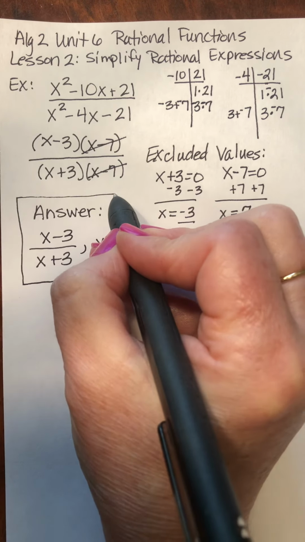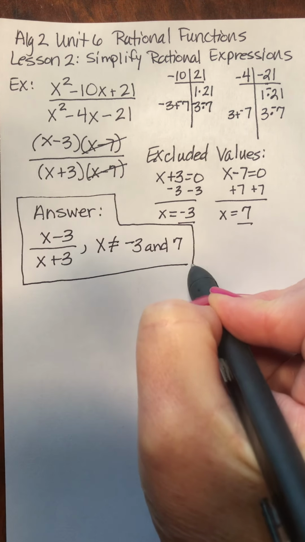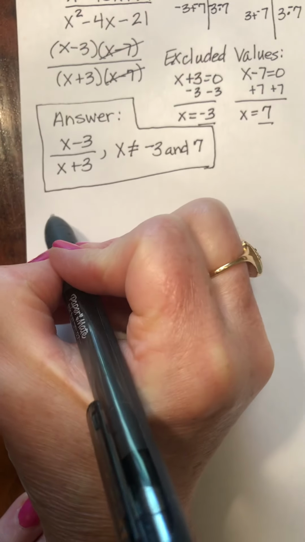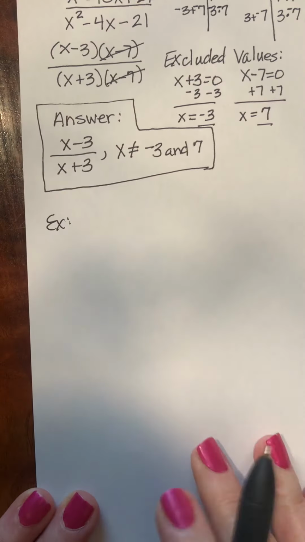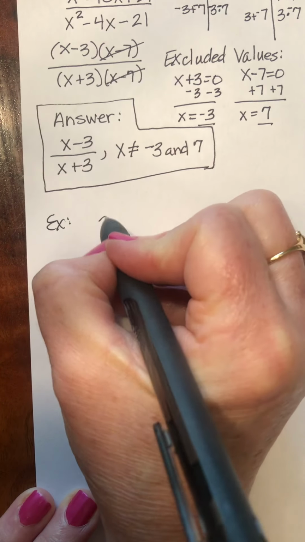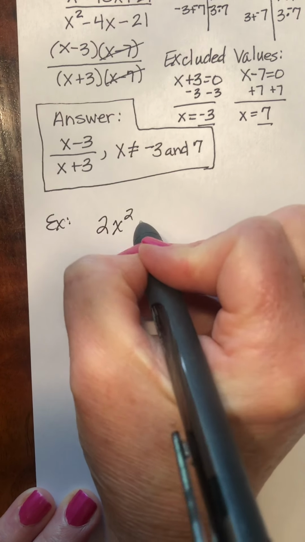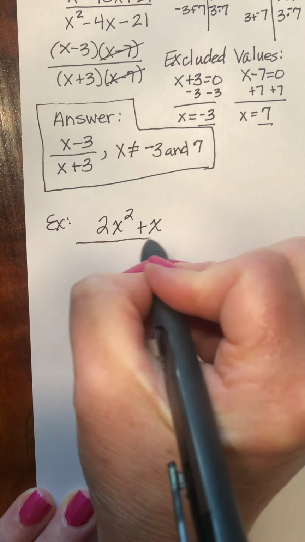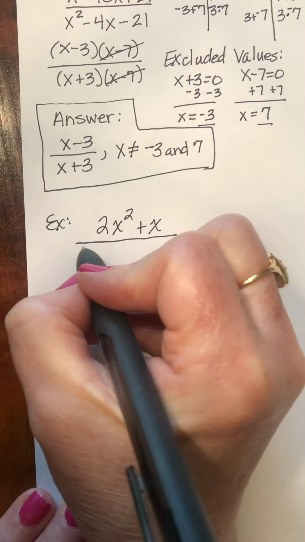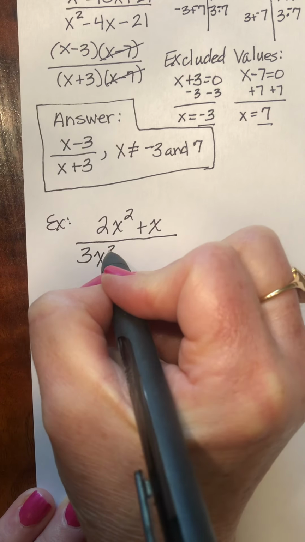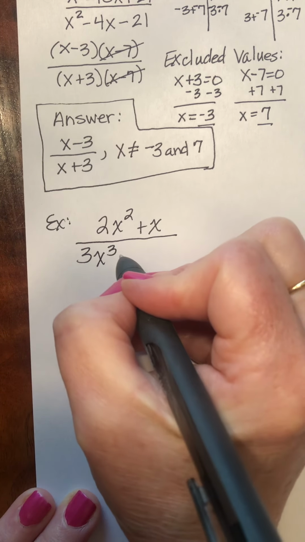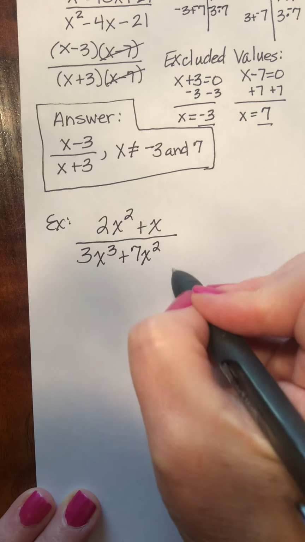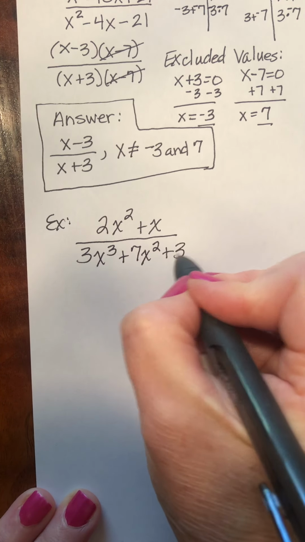I'm going to do one more example and then you should be good to go with your assignment. The second example has 2x squared plus x on the top in the numerator, and then on the bottom it's 3x to the third plus 7x to the second plus 3x. Now this looks scary.